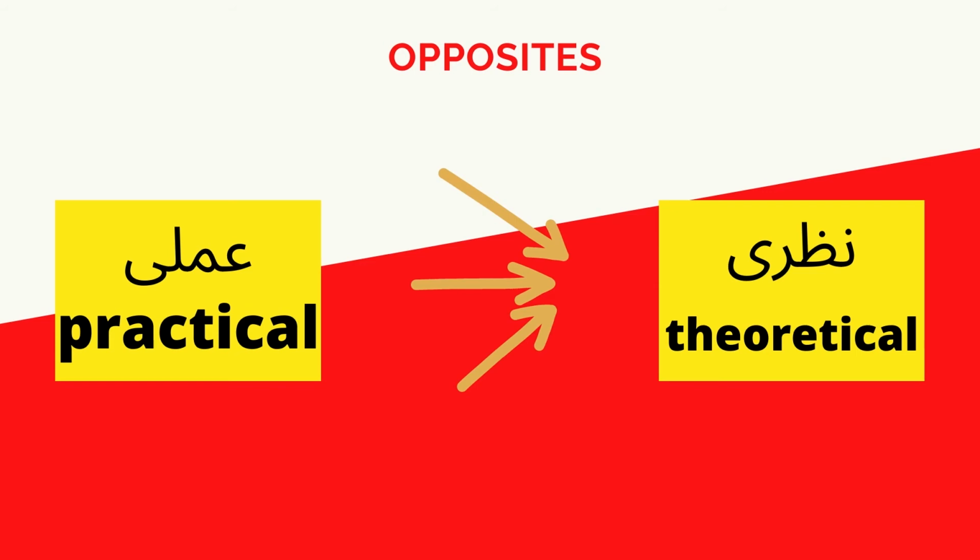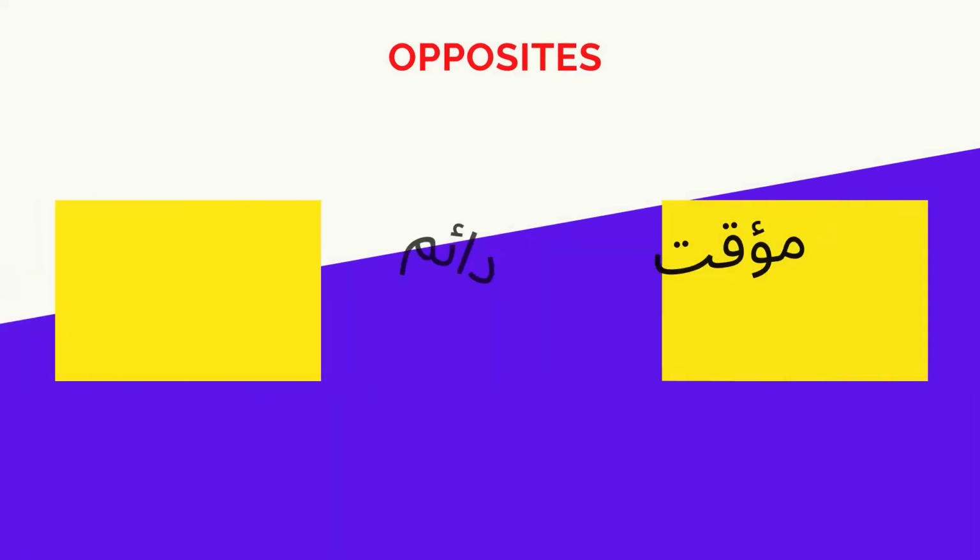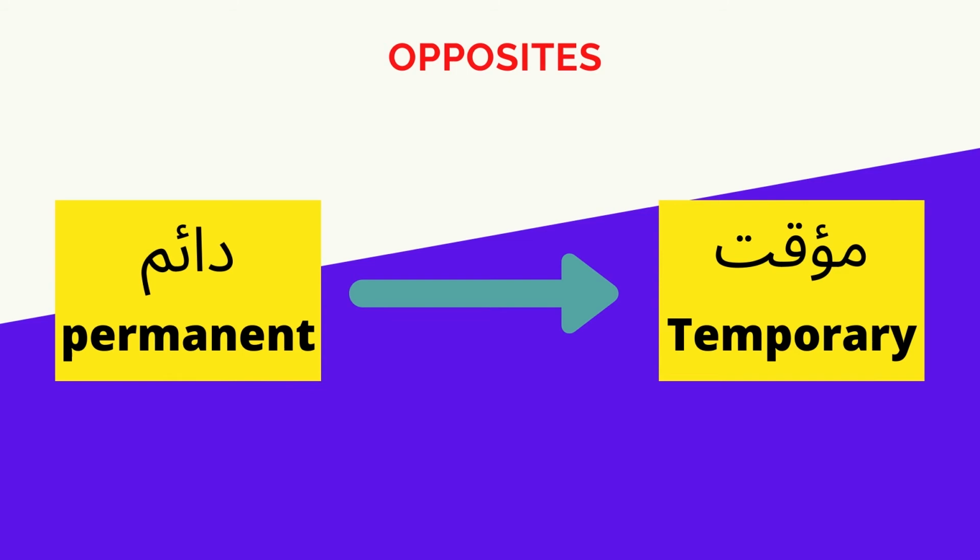Okay. And the last one, permanent, دائم, and temporary, مؤقت. And yeah, it's hard. Okay, so let's break this word into simple parts. So you can say مؤقت. Okay?